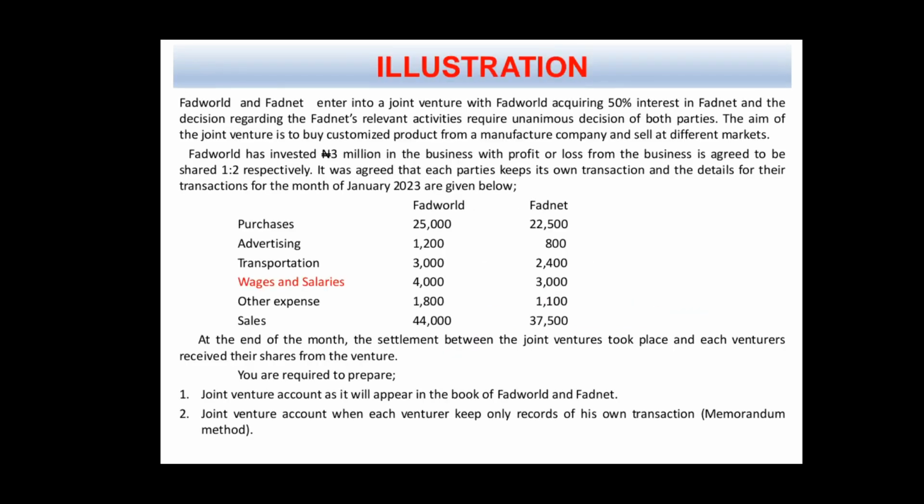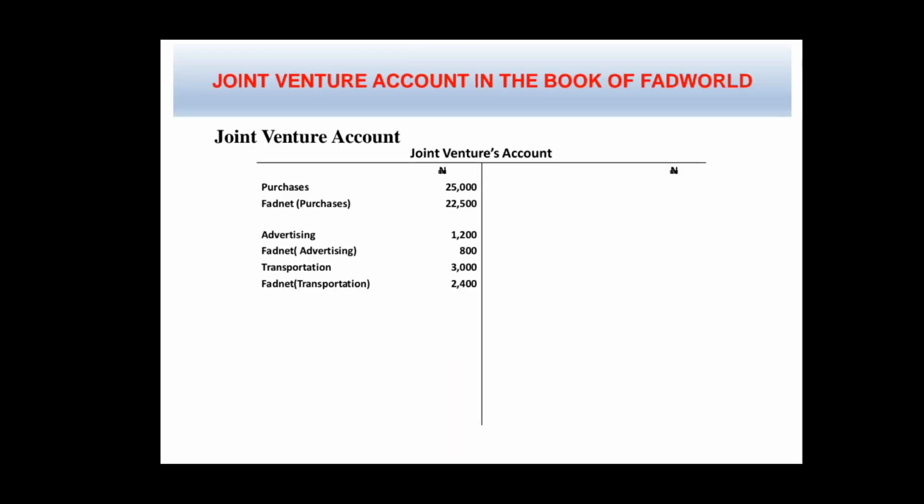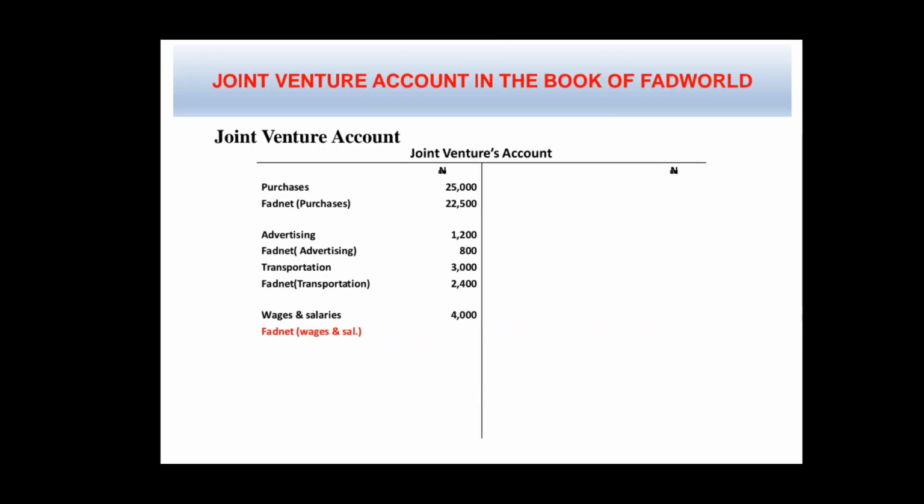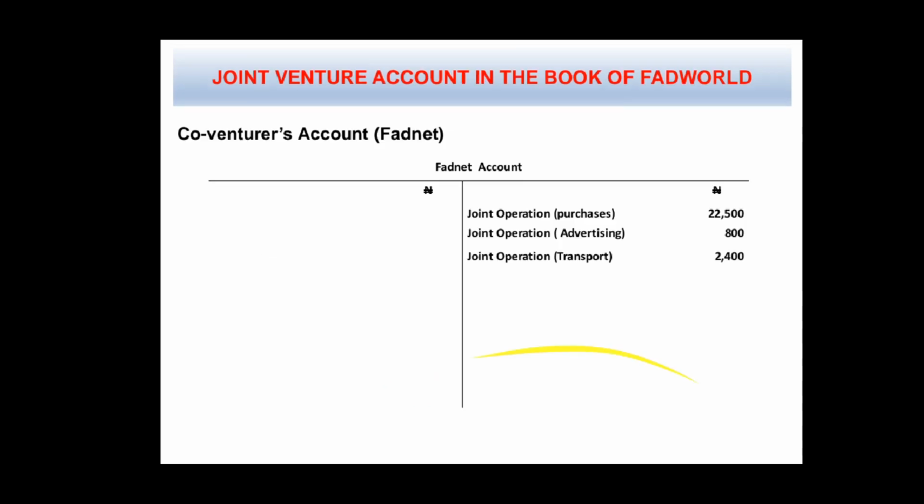So in the joint ventures account, we have wages and salaries 4,000 naira. So let's check for Fadnet. Wages and salary is 3,000 naira. So we go back to the joint ventures account. We have Fadnet wages and salary in brackets 3,000 naira. The corresponding credit entry goes to the Fadnet account. So in the Fadnet account, we have joint operation wages and salary 3,000 naira. That is the treatment for that one.